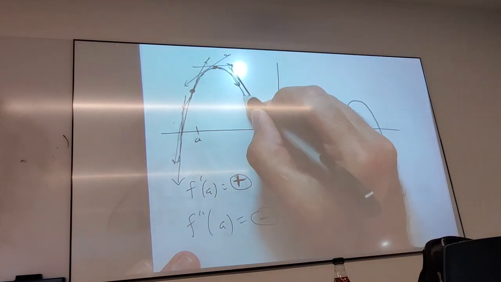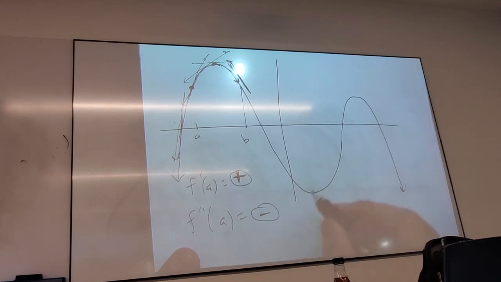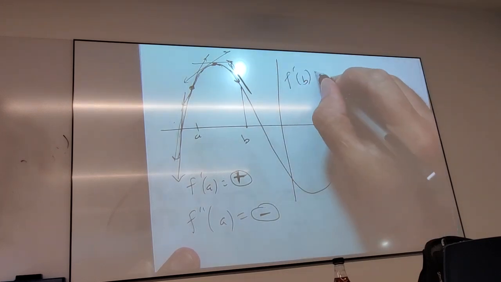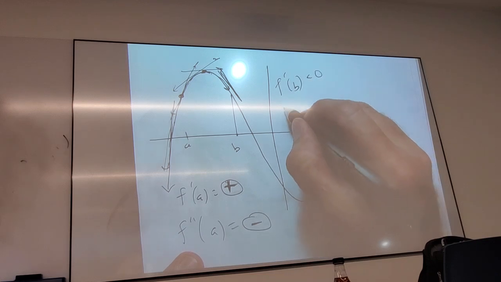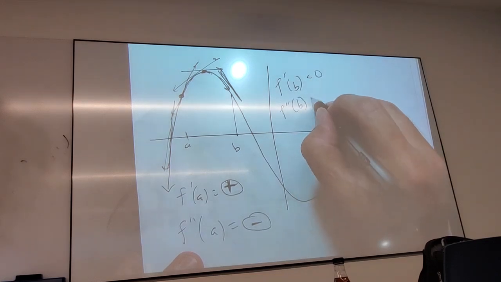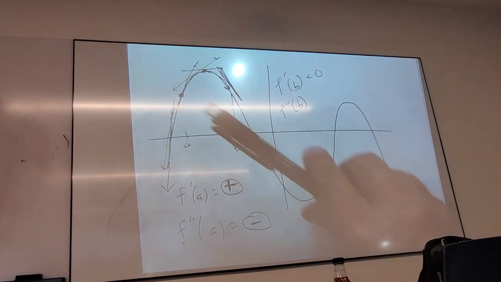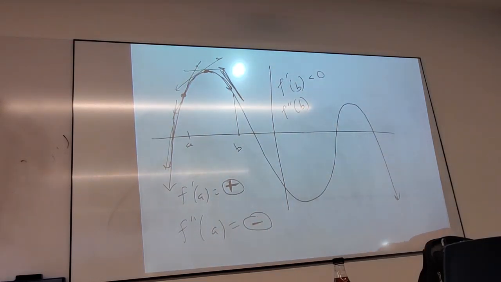Down. So what's F, so let me call this B. What's F prime of B? Negative. Yeah, it's negative. See if you guys are cool with this. You ready? What's F double prime of B? Positive. No. If it were positive, I should be slowing down.